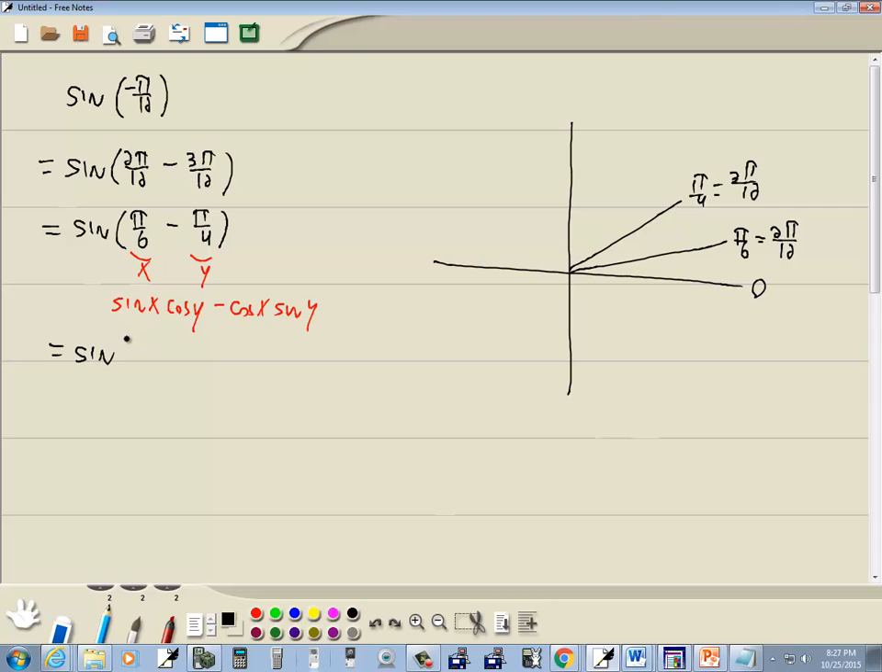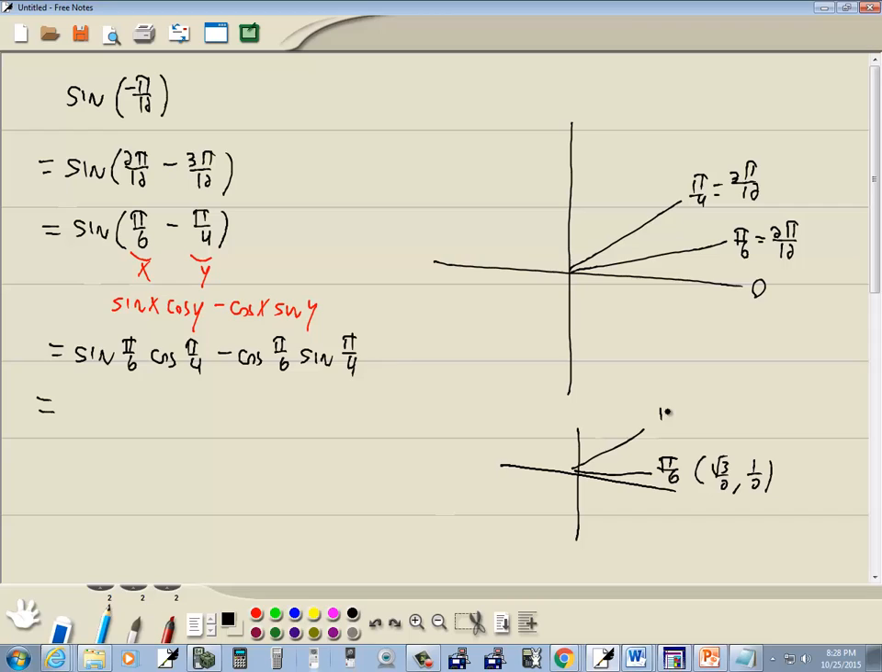So now we can plug in what we identified. We got sine x, which was pi over 6, cosine y, which was pi over 4, minus cosine x, which is pi over 6, and then sine y, which is pi over 4. Well, if we look at our unit circle, here's pi over 6, which is square root of 3 over 2 and 1/2. And here's pi over 4, which is square root of 2 over 2 and square root of 2 over 2.